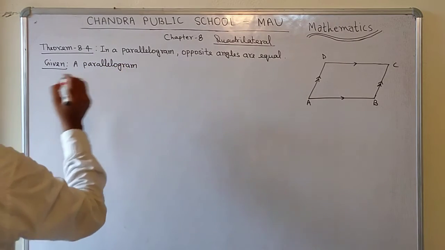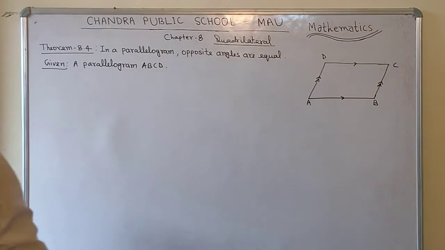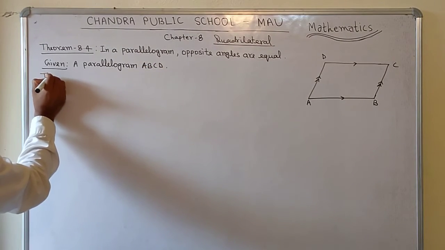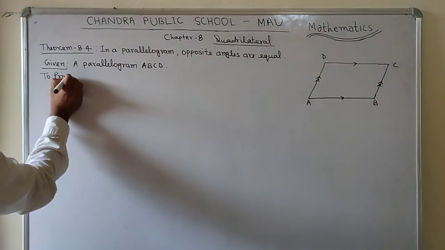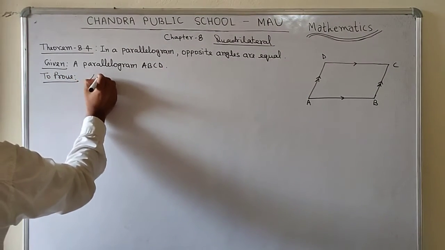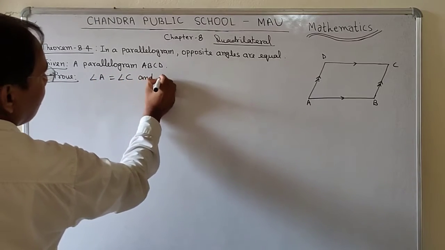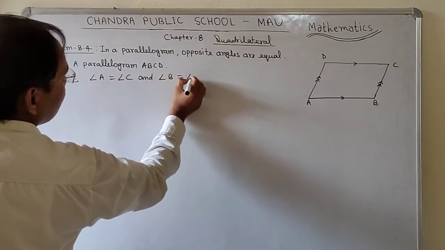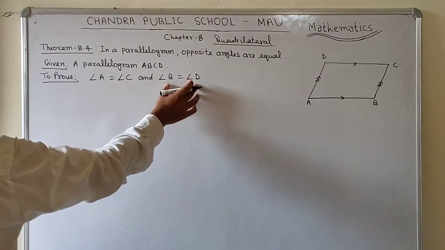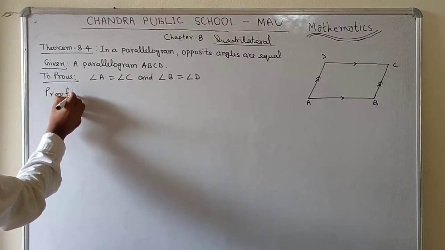Given a parallelogram ABCD. Now what you are going to prove here? You need to prove that angle A equals angle C and angle B equals angle D. You need to prove that angle A and angle C are equal, as well as angle B and angle D are equal. Now I am going to give the proof.